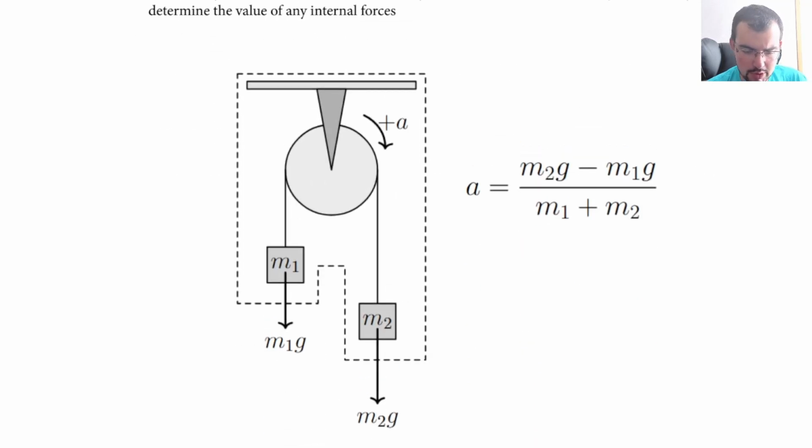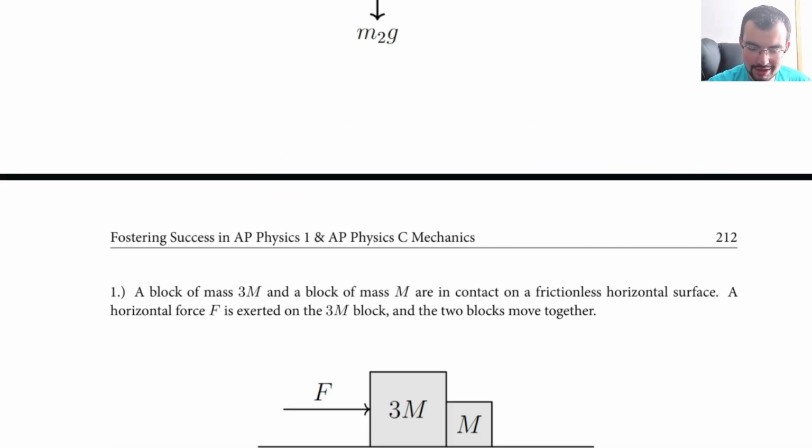So in this case, which we will do in much more detail, it's okay if we don't totally understand what's going on here yet, for this system, if we're assuming it's going to accelerate this way, we have an M2G that's trying to pull it that way, and we have an M1G that's trying to pull it the other way. So the net force would be the clockwise force minus the counterclockwise force. So that's why that is our numerator. And then our denominator would be the total mass of the system. So the acceleration is just F net on the system divided by the total mass. We'll definitely start with some simpler examples.